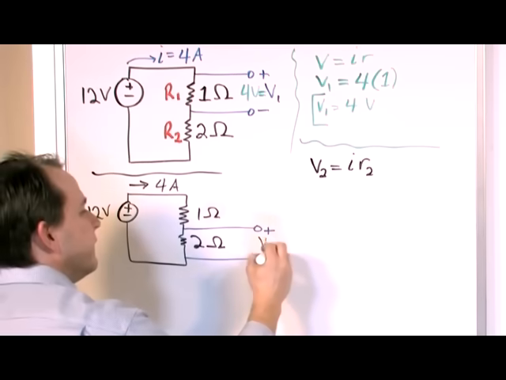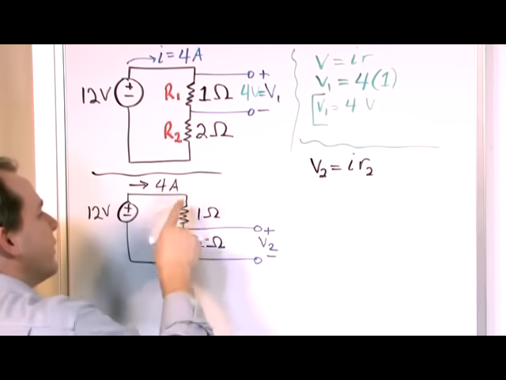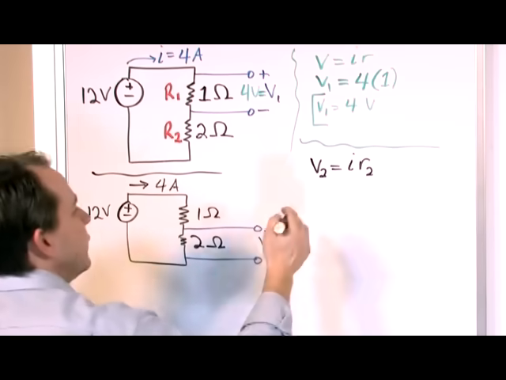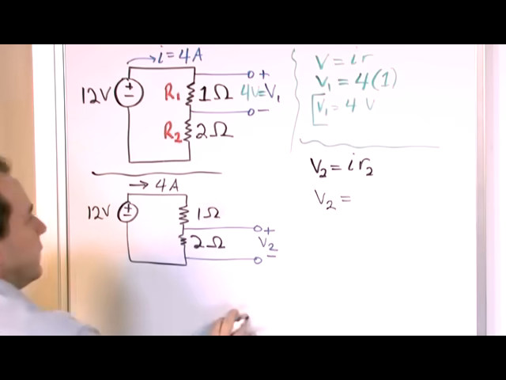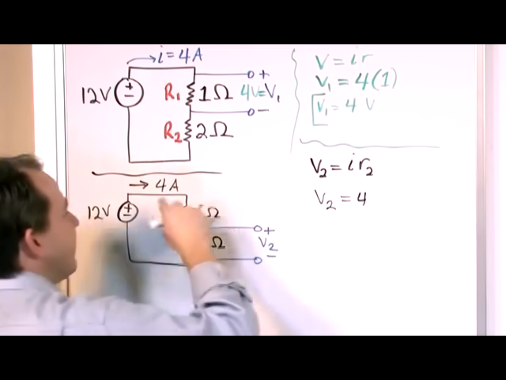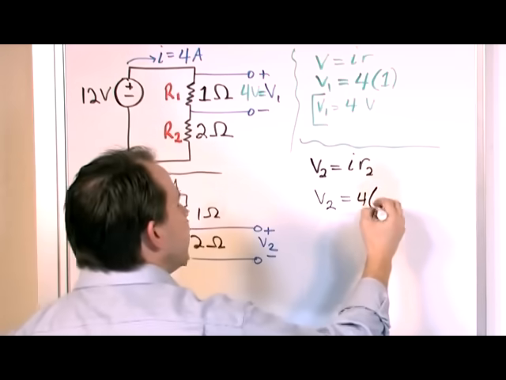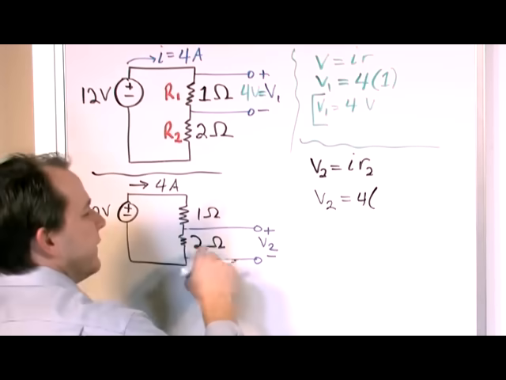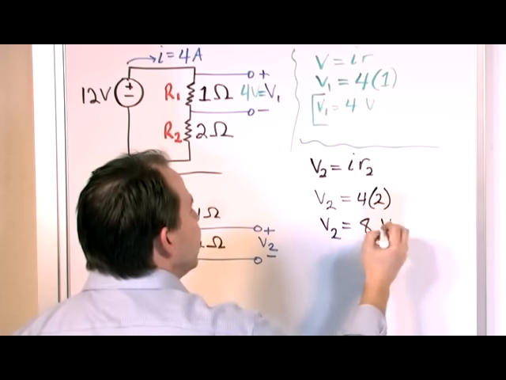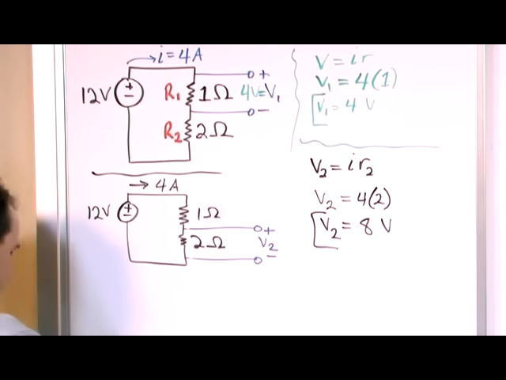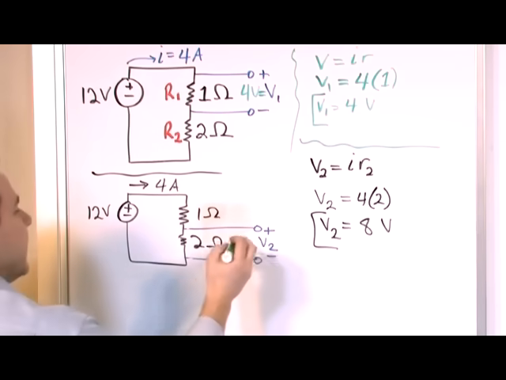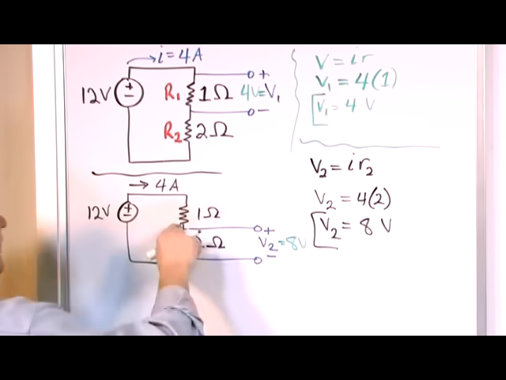V2, which is the voltage across resistor 2, is equal to the current times R2. V equals IR. So V2 is equal to the current flowing through this element, which is the only thing we care about, and that current is 4 amps because it's the same current that's flowing around everywhere else, times 2 because we have the resistance of 2 ohms here. So V2, the voltage across resistor 2, is 8 volts. So if you actually measured this, you'd have 8 volts across this element.